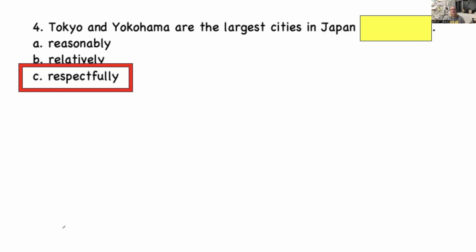Okay. What do you think? In Hokkaido, the largest cities, let's see, the largest cities in Hokkaido are Sapporo and, I think, Hakodate, or I think Asahikawa, respectively. Okay, so that's how you use respectively.